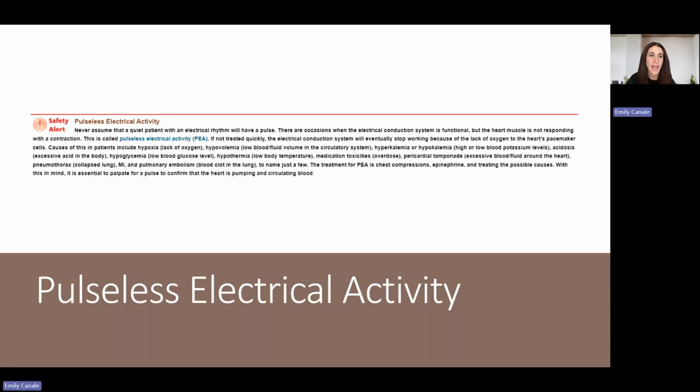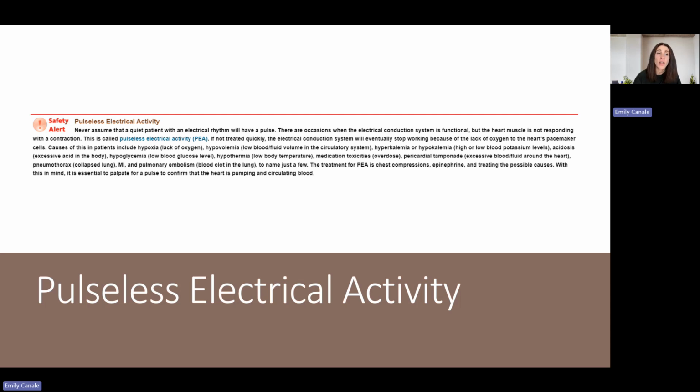Now, pulseless electrical activity, I did want to bring this up as well. Just because a client has something showing up on the monitor, it doesn't mean that they have a pulse. There are rare occasions where the electrical conduction system is functional, but the heart muscle is not actually contracting. In that case, it's called PEA, or pulseless electrical activity. If this isn't treated, that electrical conduction system will stop because there's not any oxygen going to the pacemaker cells in the heart. So what you want to do for PEA is actually chest compressions.